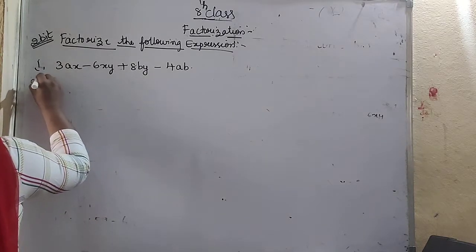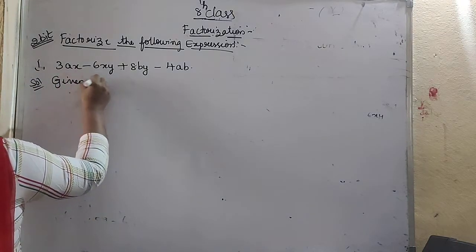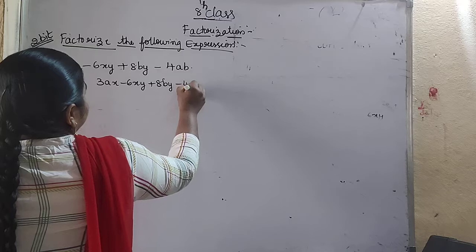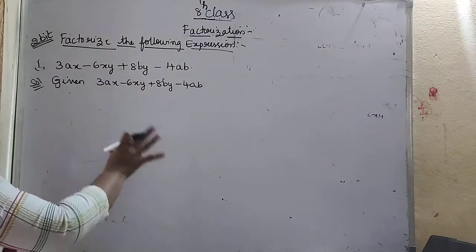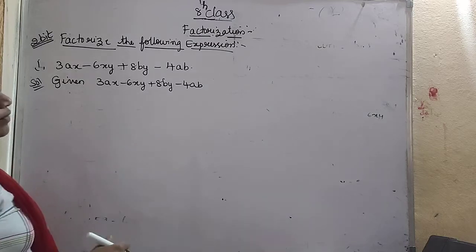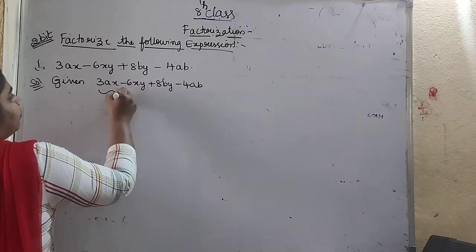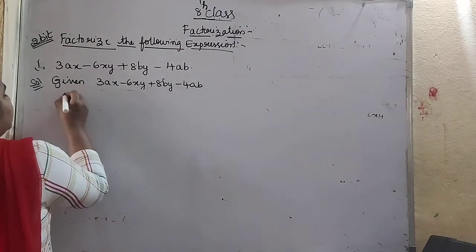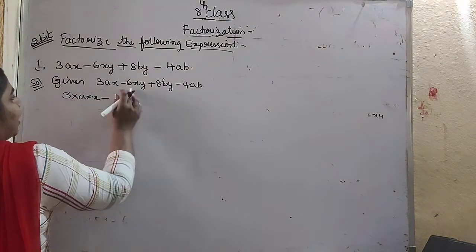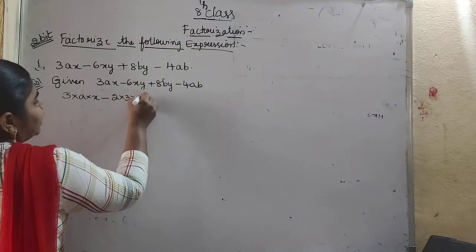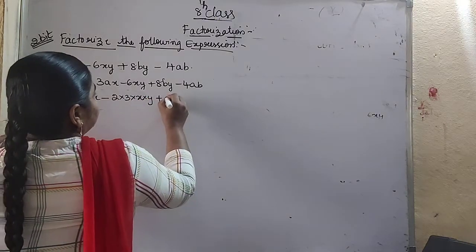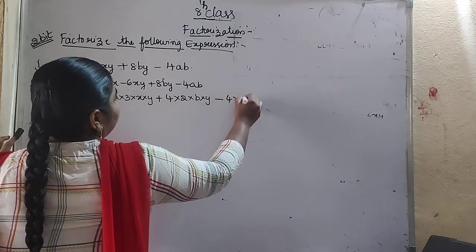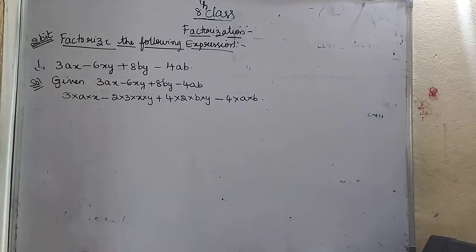Okay, so here the given expression is 3ax minus 6xy plus 8by minus 4ab. I am not shuffling anything, I am doing the problem as it is. So without shuffling, we will see what answer we get. First I am splitting the terms in the form of factors. So 3 into a into x minus 6 can be written as 2 into 3 into x into y plus 8 can be written as 4 into 2 into b into y, and 4ab can be written as 4 into a into b. So these are the factors of the given terms.